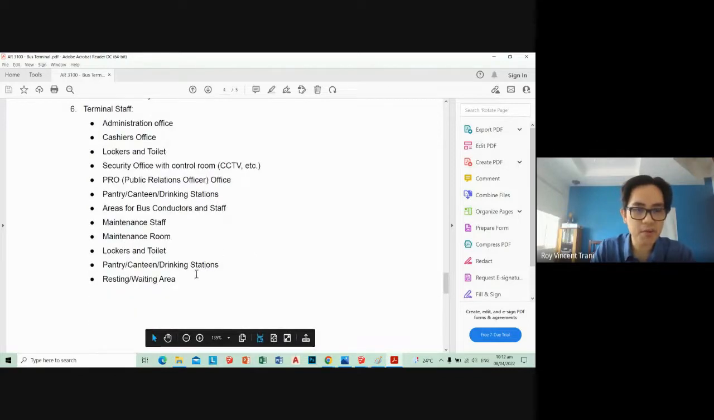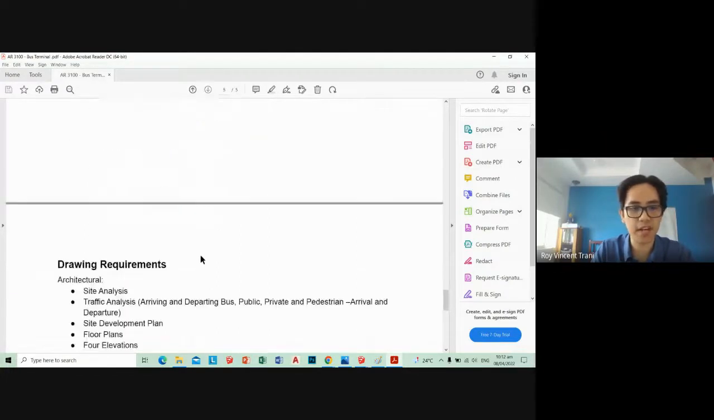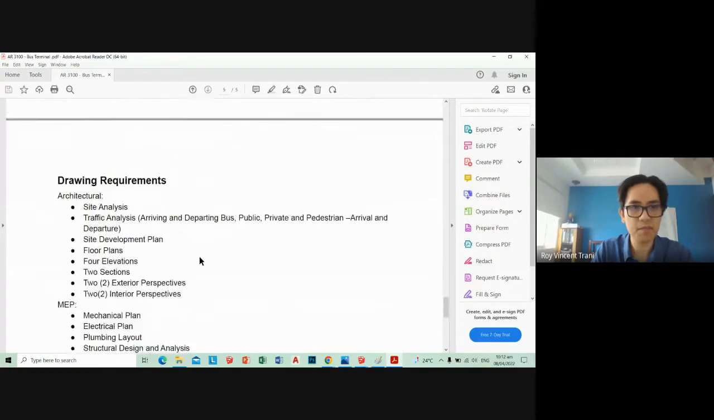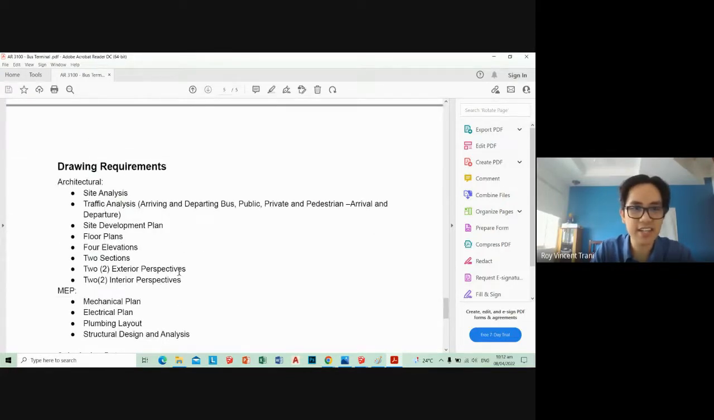Pantry, that's a typo. Resting, waiting area, I think for the terminal staff, like waiting to get to work, I don't know. I think I was very tired with that. I didn't check. Let's see here.